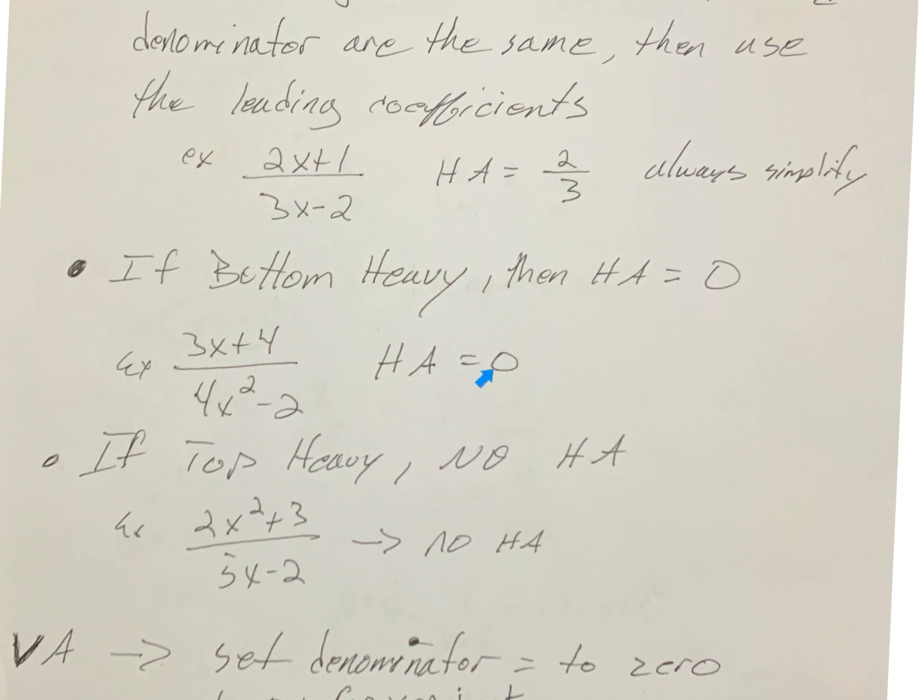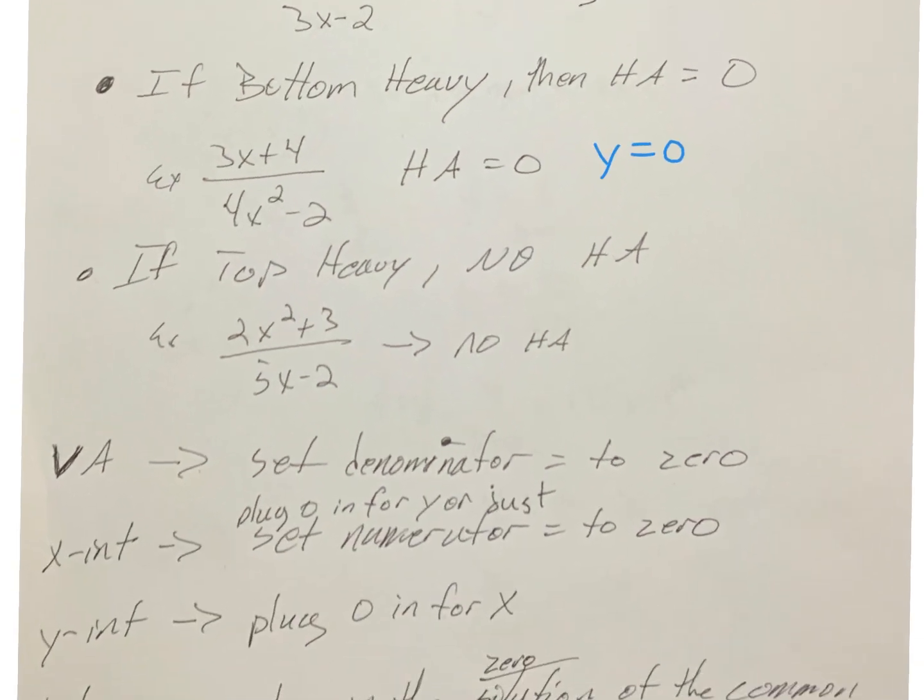Now, if it's always approaching 0 but not touching 0, then you're not going to be touching the x-axis, because a horizontal asymptote of 0 means y equals 0, and the graph never touches it. So we know that we're not going to have an x-intercept if the horizontal asymptote is y equals 0.